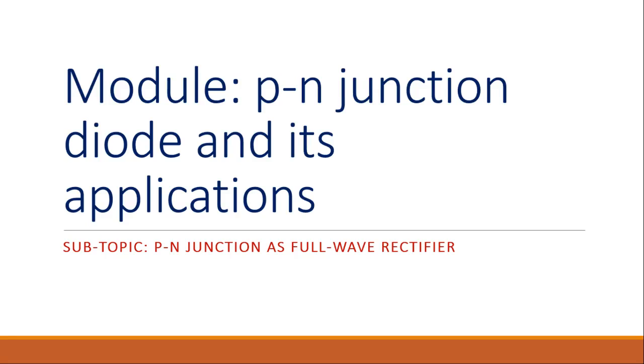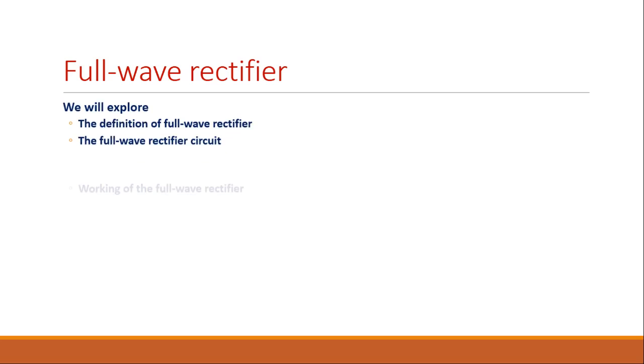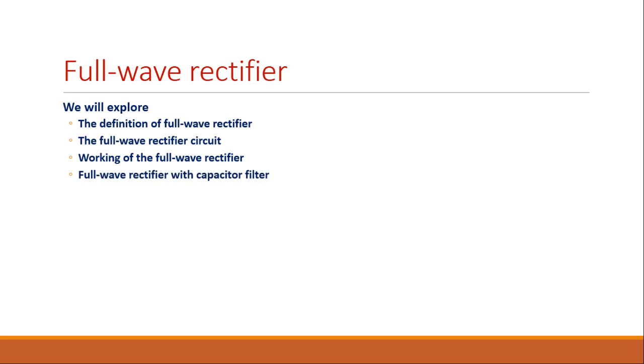Here we are going to see the last video of the module, and it is about the application of a PN junction diode as a full wave rectifier. So we are going to explore the definition of full wave rectifier, its circuit, the working of full wave rectifier and the full wave rectifier with capacitor filter. And we are also going to compare the smoothing in full wave DC output with that in half wave rectifier.